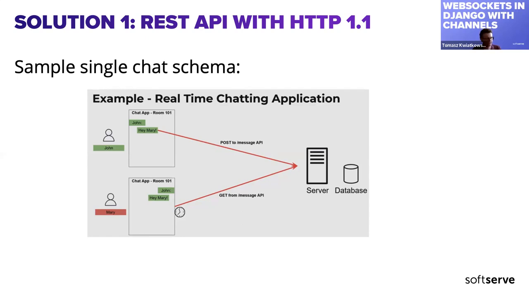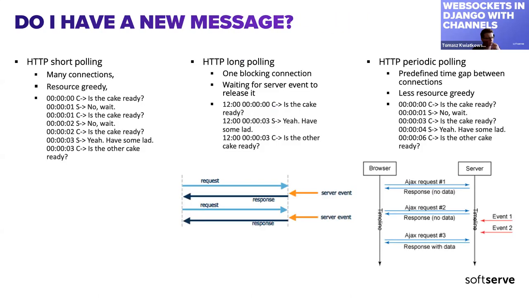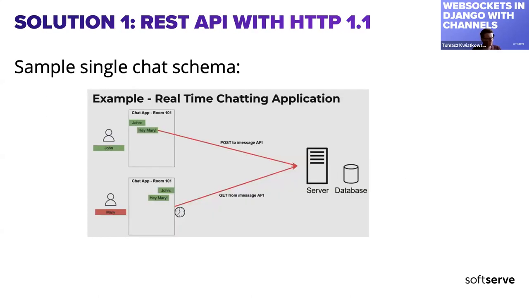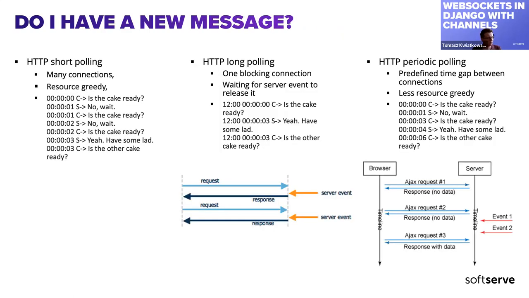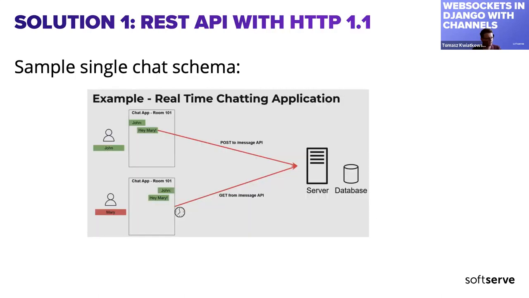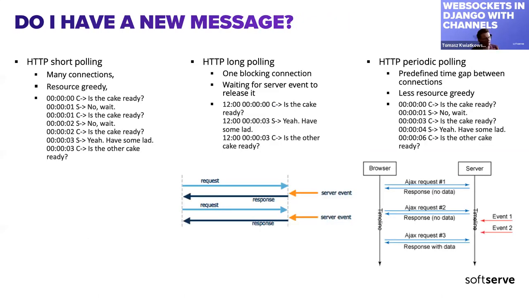And this is basically the first way that we might approach this problem. So the very first question that we would probably encounter would be: do I have a new message? Once we post the message here, how much time would we need in order to fetch such a message? If we are talking about a real-time or near real-time application, there are some ways to handle this particular problem.